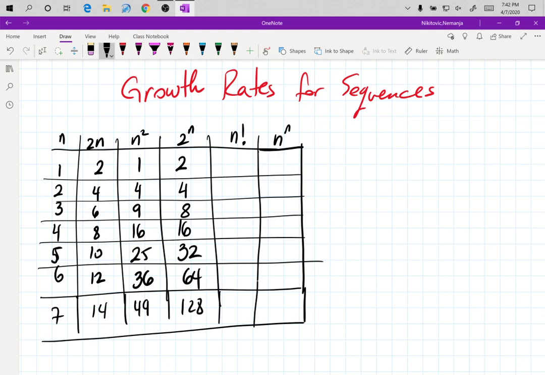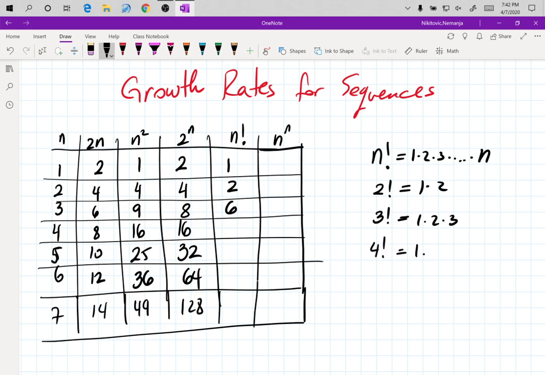Now n factorial. Those of you that forgot what the factorial is, right? n factorial is 1 times 2 times 3 times ... and then times n. So what is 1 factorial? 1 factorial is 1. 2 factorial is 1 times 2, that's 2. 3 factorial is 1 times 2 times 3. Well, that's a 6. It's losing.